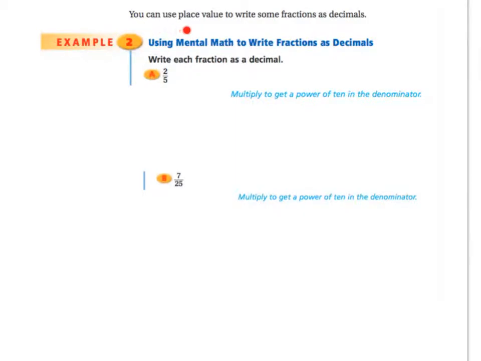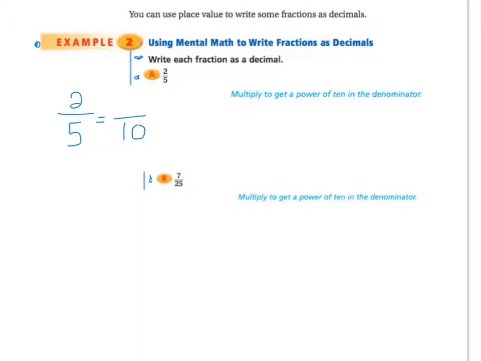You can use some place value to write some fractions as decimals. So for example 2 here, the directions are write each fraction as a decimal. Now yesterday we learned that you can divide the decimal to turn it into a fraction. And in this case, I'm going to show you that we can take 2 over 5, and because 5 will go into 10, I can set up what we call a proportion.